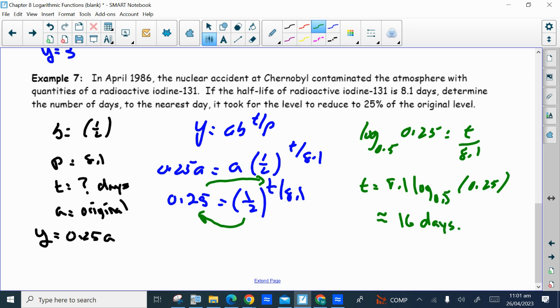And because the amount remaining is always 25% of the original amount every 8.1 days, there'll always be a trace of this radioactive substance there. When you take 0.25 of something, there's always something there.